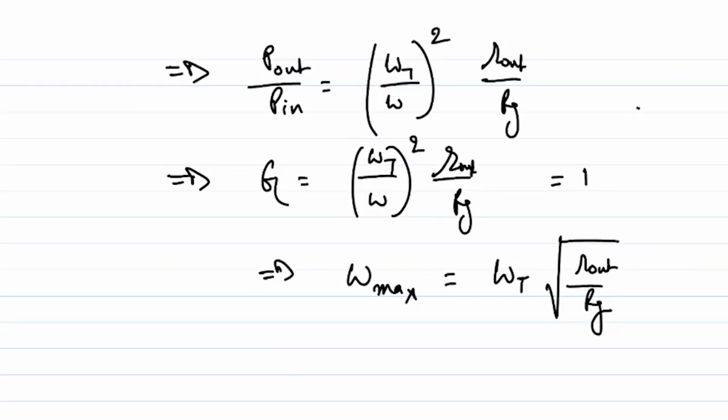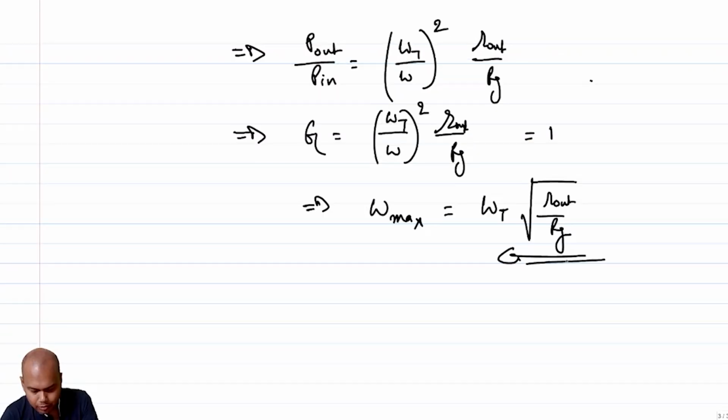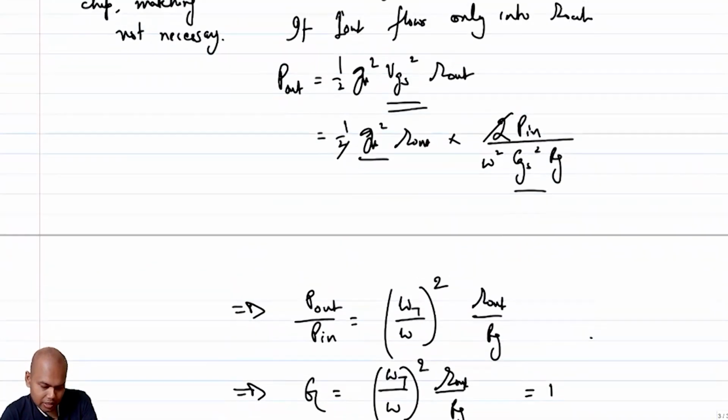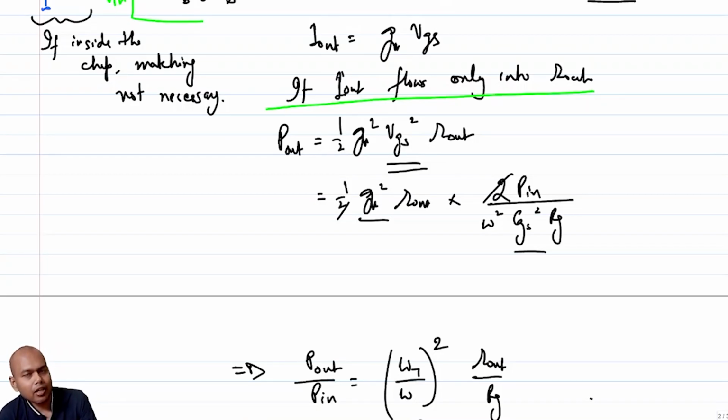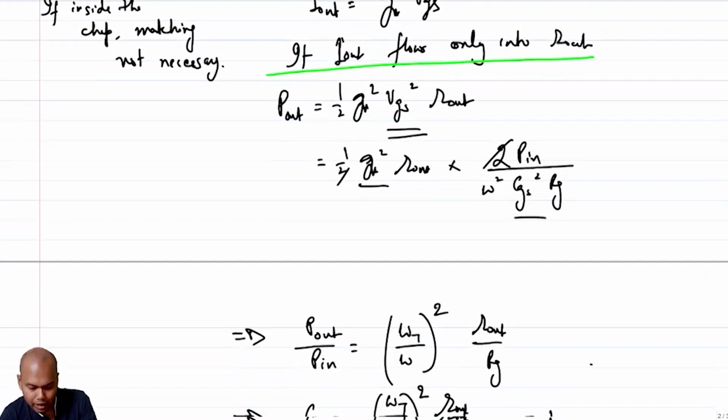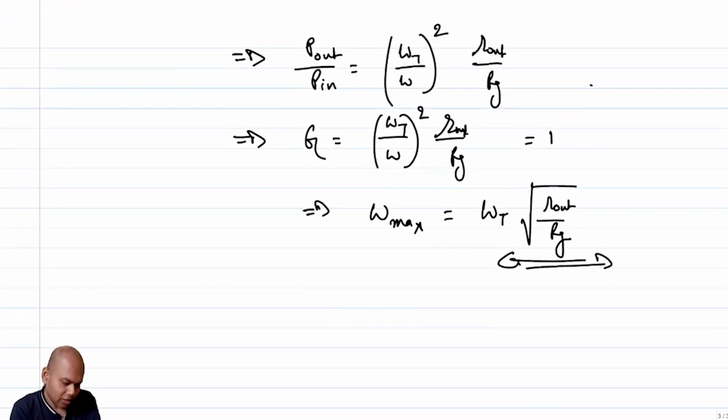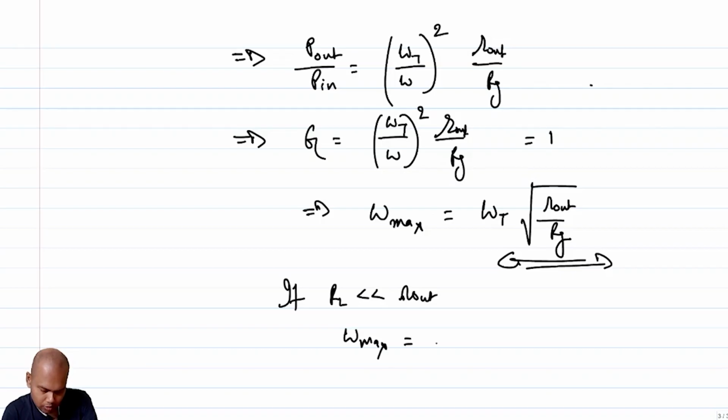Another thing that you have to watch out for is that this expression that we got was under the assumption that the entire I out flows into R out. Now, if the entire I out flows into R out, nothing flows into the load, so you effectively do not get any power gain. If you have to get power gain, and honor the fact that RL is much less than R out, then your omega max becomes omega t times square root of RL by RG.